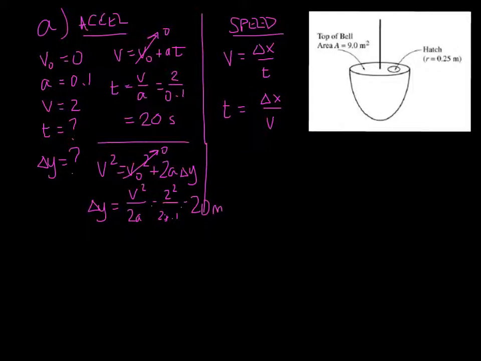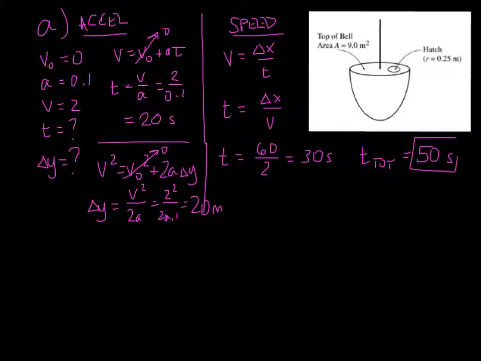So since the total distance was 80 meters and we went down by 20 meters in this part, that means there are 60 meters left to go. So the time for the constant speed part is 60 divided by the speed of 2, and that gives you a time of 30 seconds, which means your total time was the 20 seconds plus the 30 seconds, or 50 seconds.